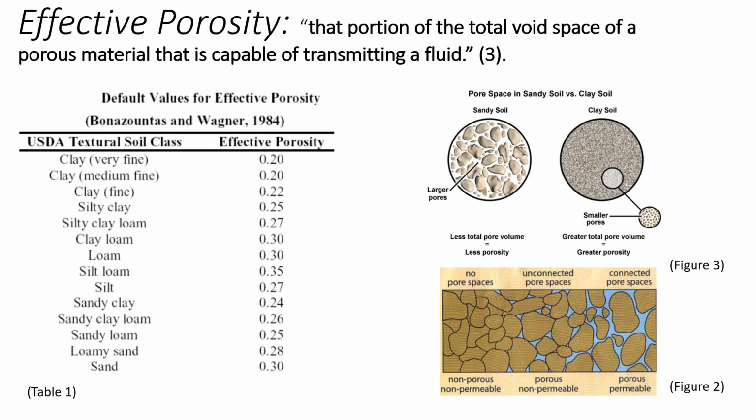Another important term with respect to porosity is effective porosity, which is that portion of the total void space of a porous material that is capable of transmitting fluid. Porosity varies by soil texture, and effective porosity is essentially the measure of the connectedness of that pore space. So if we look at sand versus clay, we see that clay has greater porosity, but lower effective porosity, where the pore spaces are not connected.